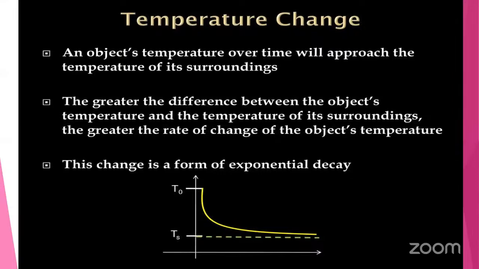The first one is, an object's temperature over time will approach the temperature of its surroundings. This is very important. When the object is cooling, when the temperature of the object is decreasing, after a certain time the temperature of the object will reach the room temperature or the surrounding temperature. And one more thing, the greater the difference between the object's temperature and the temperature of its surroundings, the greater the rate of change of the object's temperature. And the most important thing is, this change is a form of exponential decay.